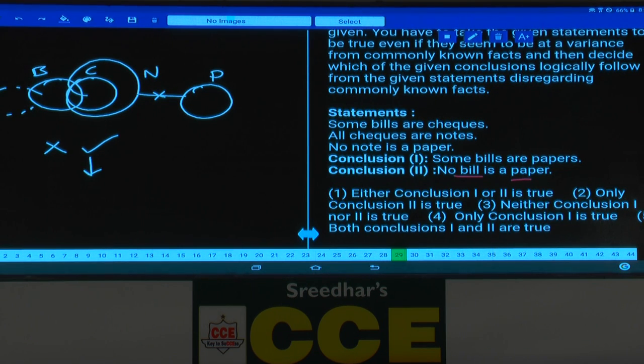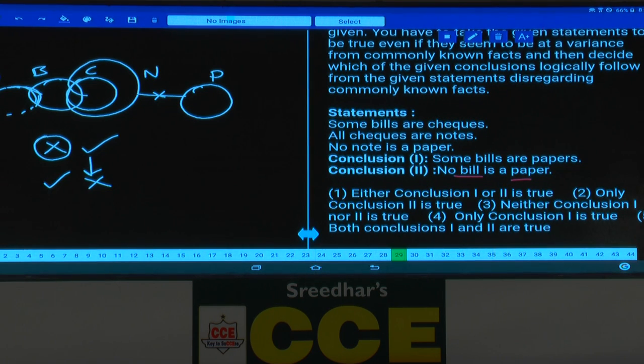Now this will be my paper. Now what is the statement here? Negative statement, no note is a paper. Now also I am not intersecting these two. Hence alternate diagram proven, previous conclusion false. After making the previous conclusion false, now we should check whether the affirmative conclusion which was false in the basic diagram has become true or not. Now the first one, some bills are papers. Now some bills are papers has become true.